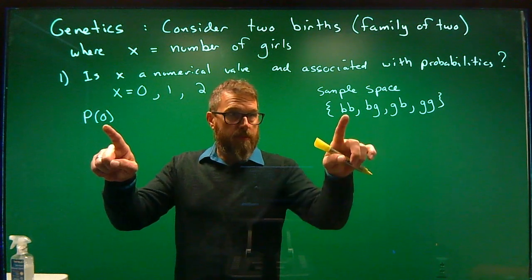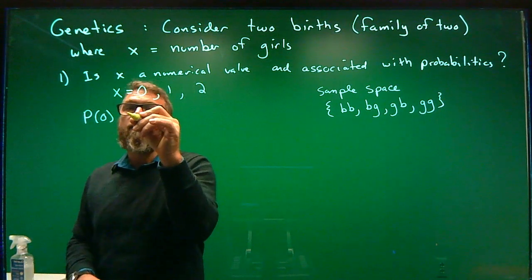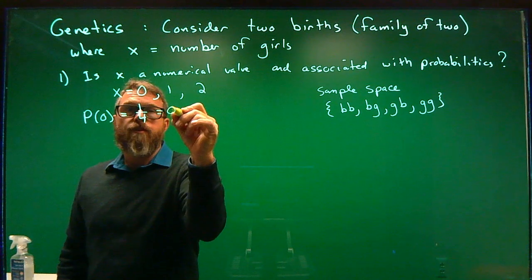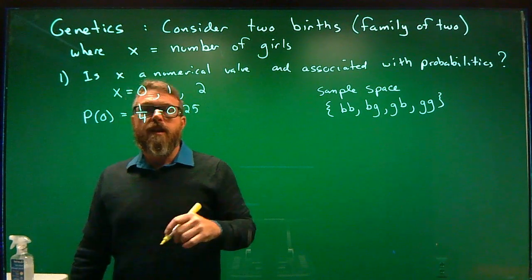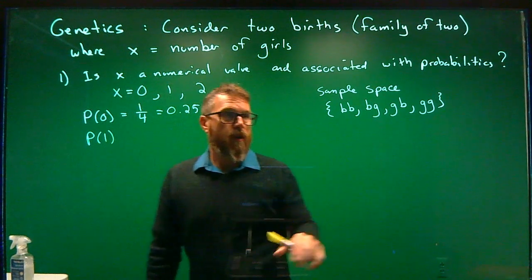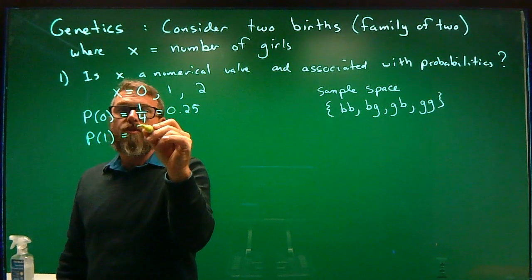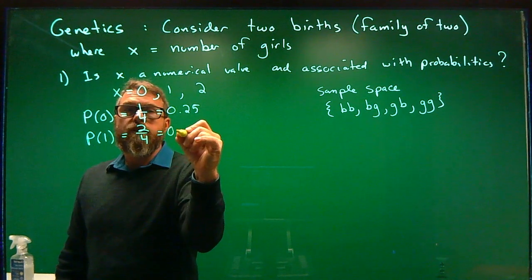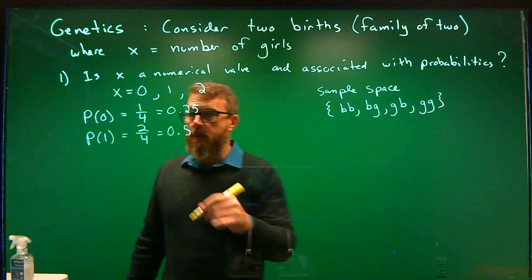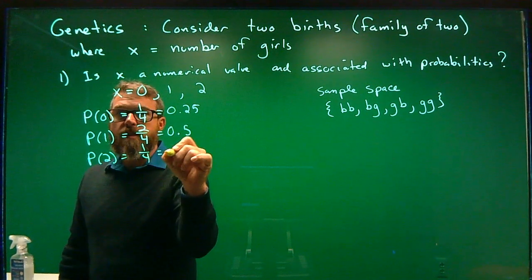So 0 girls would represent 2 boys, and this would be 1 out of the sample space of 4. So the probability of 0 girls is 1 out of 4, or 0.25 in its equivalent decimal. The probability of 1 girl is going to be either this one or this one out of 4, so it's equal to 2 out of 4, which is equal to 0.5. And then finally, the probability of all girls is 1 out of 4. So P of 2 is equal to 1 out of 4, which is 0.25.